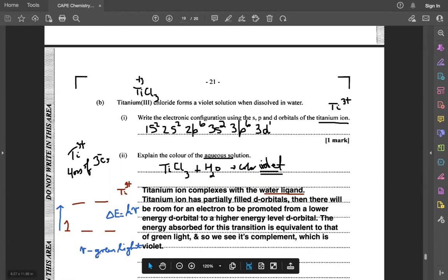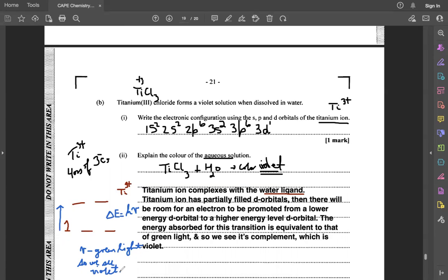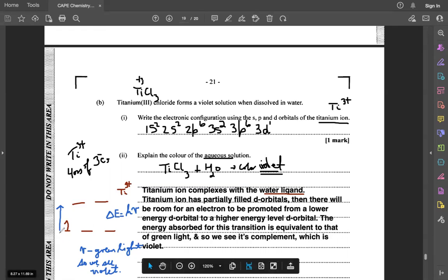And so we see the complement. So we see violet, right? Because remember, we're not going to see the color that we absorb. We see what's transmitted. And so that's how we see violet. Okay. All right, so that's what it is. It's really just the ligand splitting the d orbitals, and then we can have that electronic transition is what's at play here.